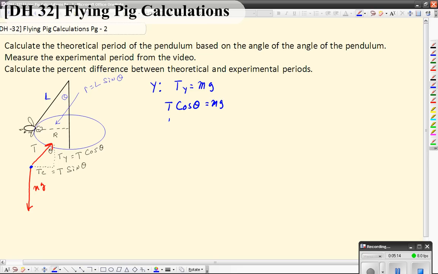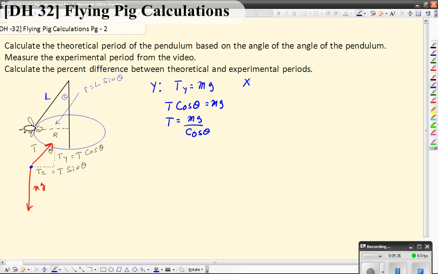So let's go ahead and solve this for T. That'll be useful later. And the tension is going to be equal to mg over the cosine of theta. And that kind of makes sense. The faster you spin this, the greater this theta is going to be, the smaller the cosine theta is going to be, and the bigger the tension is going to be.